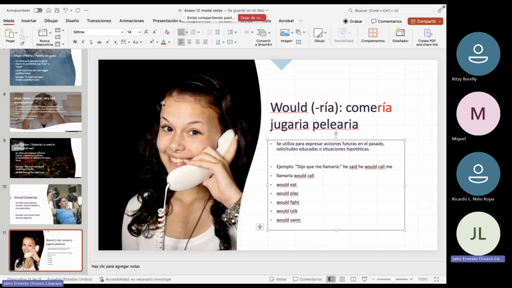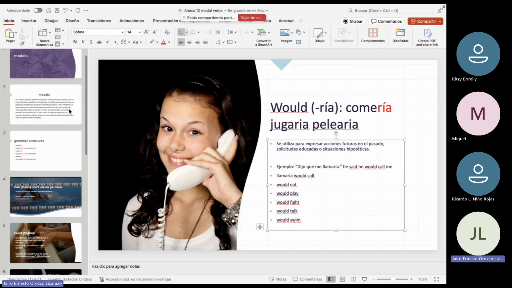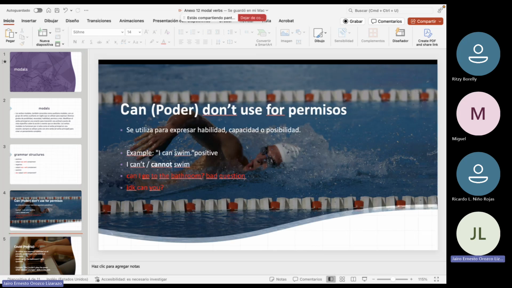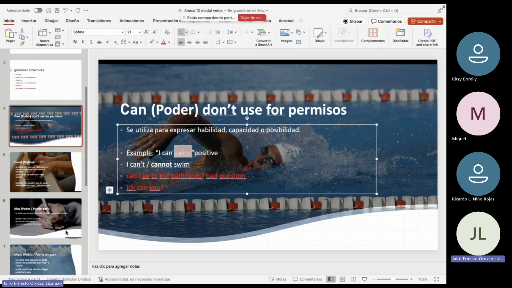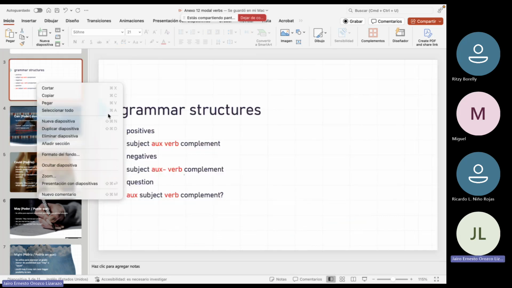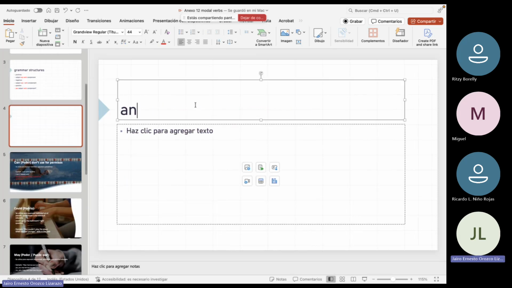Okay? So these are the modal verbs. They're very easy. They always come with another verb to make sense, right? You cannot say I can. It doesn't make sense like that, right? It always has to come with another verb.